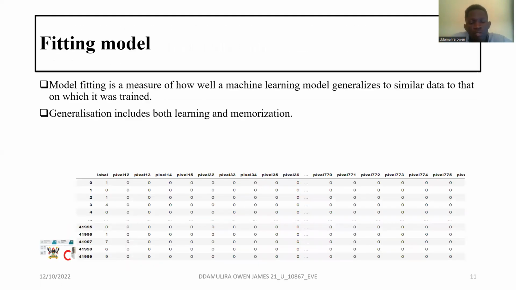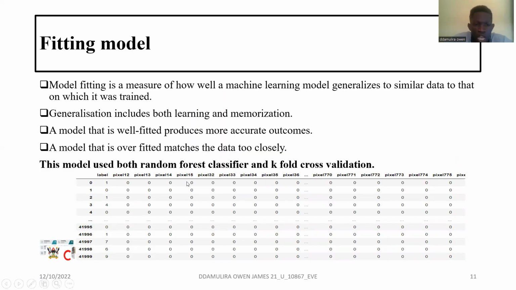So I come to fitting of the model. Fitting the model actually uses classification, because this data has classes. So you use a classification model in order to achieve generalization, which includes both learning and memorization. You should know the difference between learning and memorization, because you know why we fit our models. And if you can see here, when I fitted my model, I was able to take out pixel 0 because it contained only zeros.